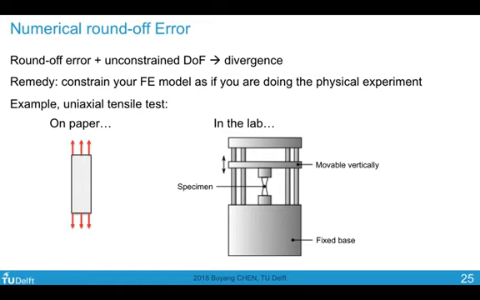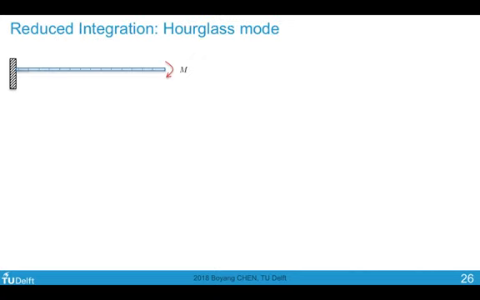Bear in mind that even though you are running a numerical simulation, it is in fact closer to a real physical experiment than to a theoretical drawing. That may surprise you. A second type of convergence issue that I would talk about is hourglassing mode. Hourglassing mode is a result of reduced integration. So I need to first talk about reduced integration.